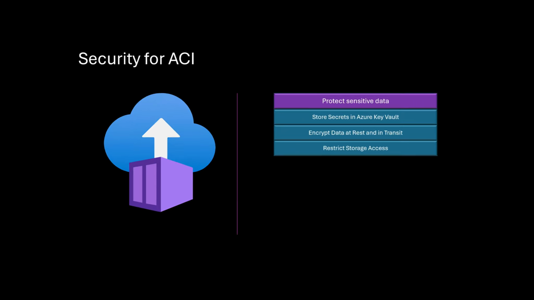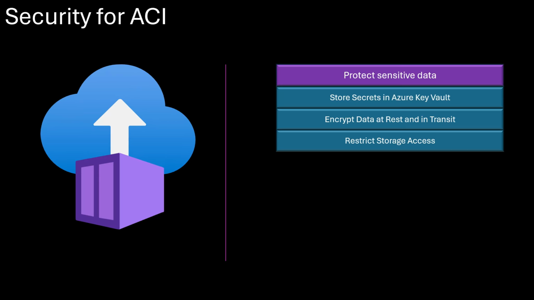Your ACI containers might need access to sensitive data like database credentials, API keys, or configuration files. You must protect this data to prevent leaks or unauthorized access. How can you do this? You store secrets in Azure Key Vault. Instead of hard-coding credentials in your containers, use Key Vault to store and retrieve secrets securely.